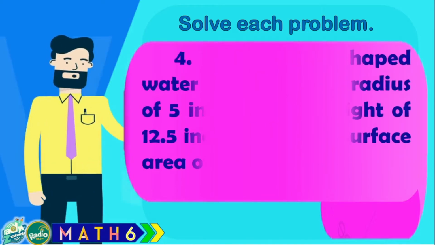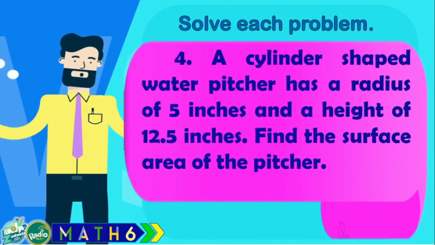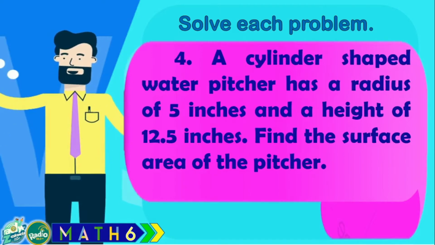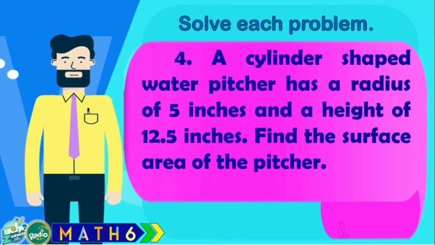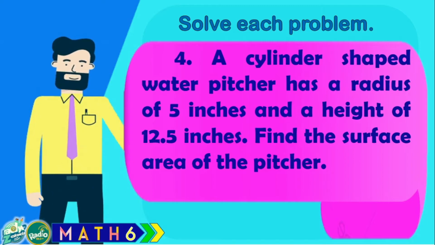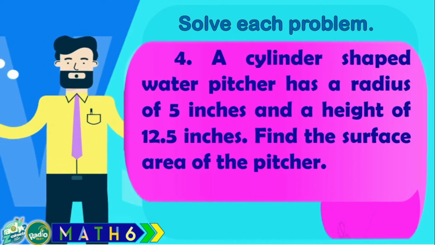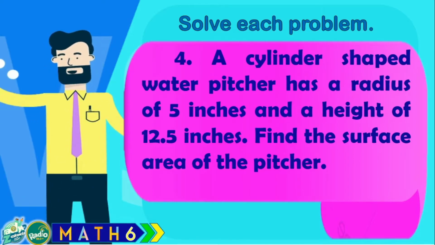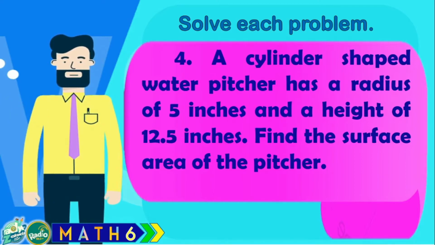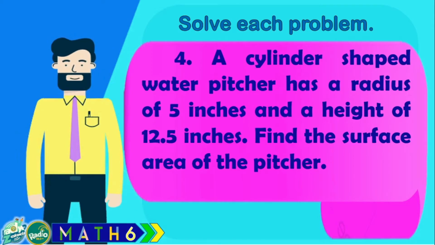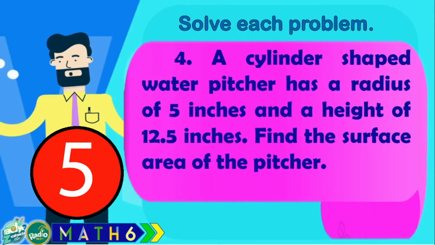Number 4. A cylinder-shaped water pitcher has a radius of 5 inches and a height of 12.5 inches. Find the surface area of the pitcher. Again, a cylinder-shaped water pitcher has a radius of 5 inches and a height of 12.5 inches. Find the surface area of the pitcher.